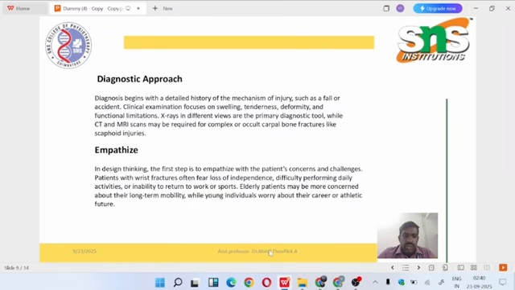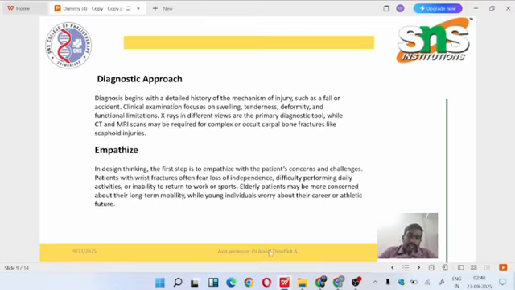What is the diagnostic approach? It starts with a detailed history of the injury mechanism. Clinical examination focuses on deformity, tenderness, and limitation of movements. X-ray is the mainstay, while CT and MRI may be used for complex or hidden fractures, particularly scaphoid injuries. Here in design thinking, we must empathize with the patient, understanding their pain, fear of losing independence, and concerns about returning to work or sports.